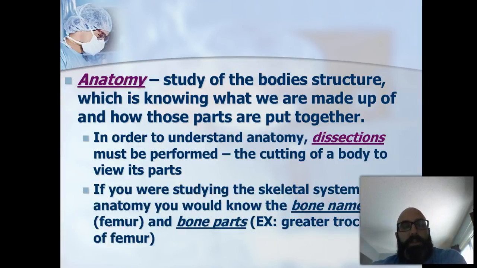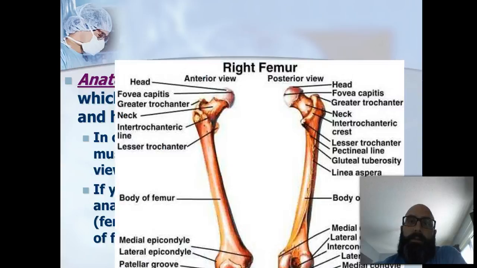For example, if you were studying the skeletal system, just the anatomy of it, you would know the bone names and the parts of the bone. So for example, your femur, which is the largest bone in your leg, you would also know that it has a part called the greater trochanter, which is at the top of the femur. It looks almost like a handle on the femur.